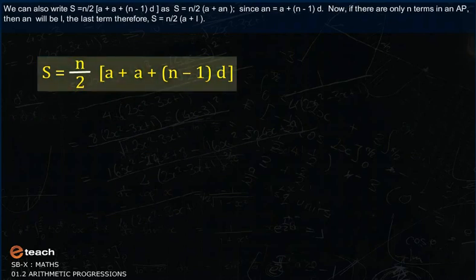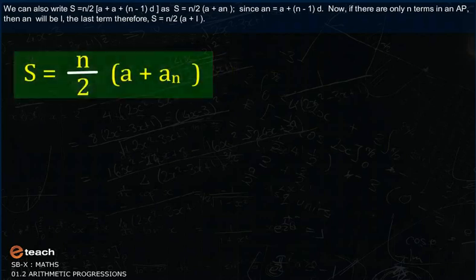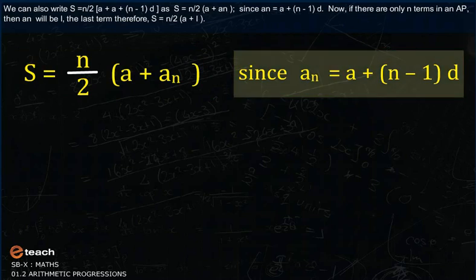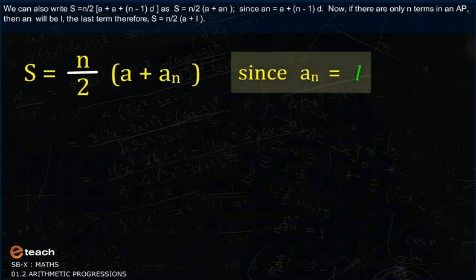We can also write S is equal to n upon 2 into bracket A plus into bracket n minus 1 D, as S is equal to n upon 2 into bracket A plus An, since An is equal to A plus into bracket n minus 1 D. Now, if there are only n terms in an AP, then An will be L, the last term. Therefore, S is equal to n upon 2 into bracket A plus L.